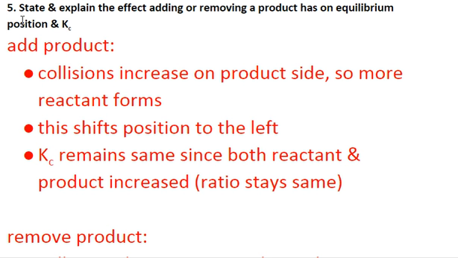for the same reason. When you add a product, you're going to increase collisions on the product side, so more reactant forms, and you'll drive your position left, even though Kc remains the same because your ratio is the same. So usually when we're talking about the forward reactant, adding a product's a bad idea.